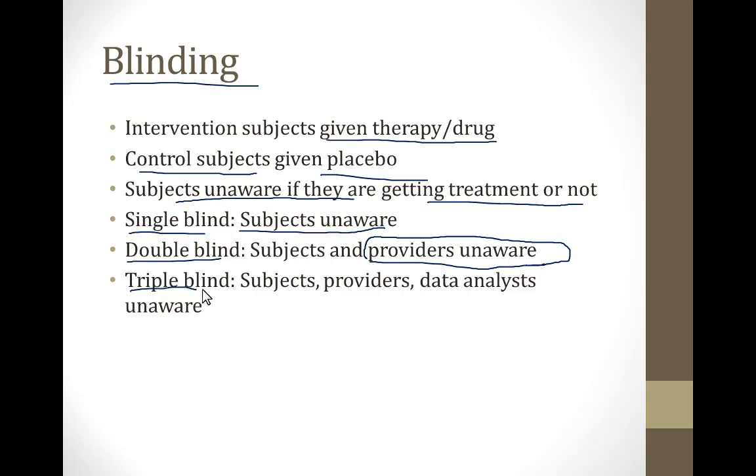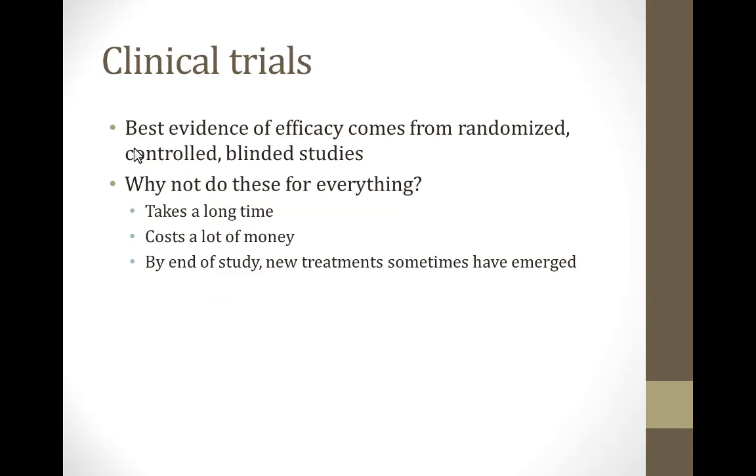And then triple blind means that subjects, providers, and data analysts are unaware. So in some studies, there's concern that the data analysts could skew the data one way or another if they wanted to come out a certain direction. But if it's triple blind, then even the people analyzing data don't know who got the drugs and who didn't. They just analyze the data as group one and group two. And only after they report their findings do you reveal which group got the drug and which group got the placebo.